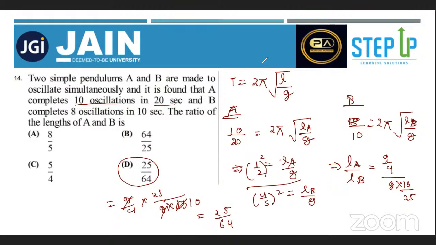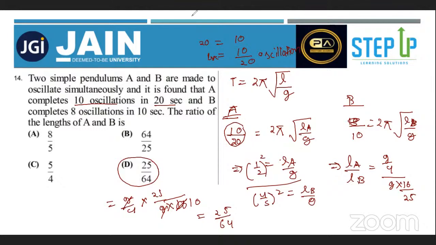So what is time period? Time period is basically number of oscillations in 1 second. I've not written time period. Can I say that I've written time period correctly here? Number of oscillations per second. So if it is 20 seconds, it is taking 10 oscillations. So in 1 second, it will be doing 10 by 20 oscillations. That is the definition of time period, number of oscillations per second. So in 20 seconds it is 10 oscillations, so in 1 second it will be 10 by 20.